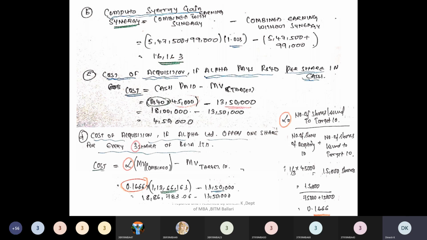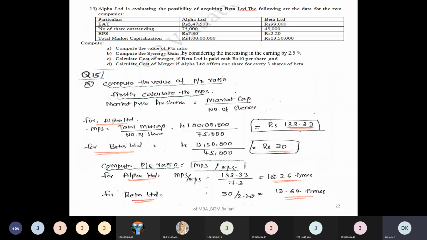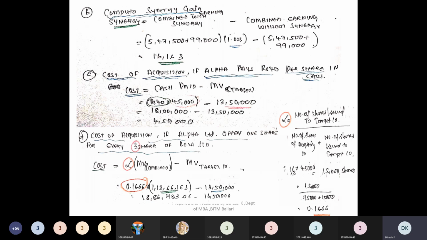How many number of shares? If you just look at here, 45,000, right? So 45,000 shares divided by 3, because the ratio is 1:3. So you will be getting 15,000 shares that you are issuing. You take 45,000 shares in return and give back only 15,000 shares, right? So that is the number of shares, 15,000.